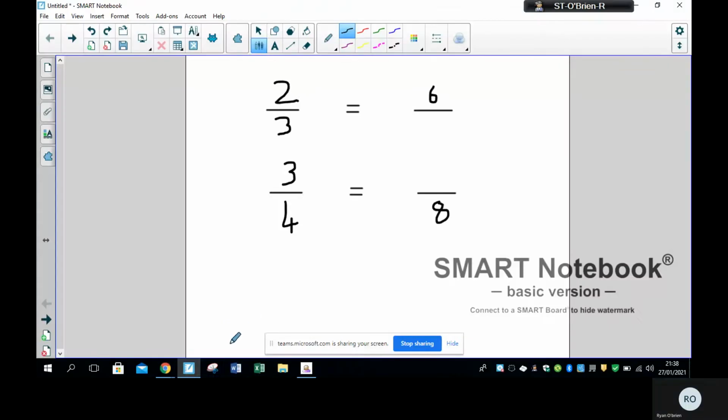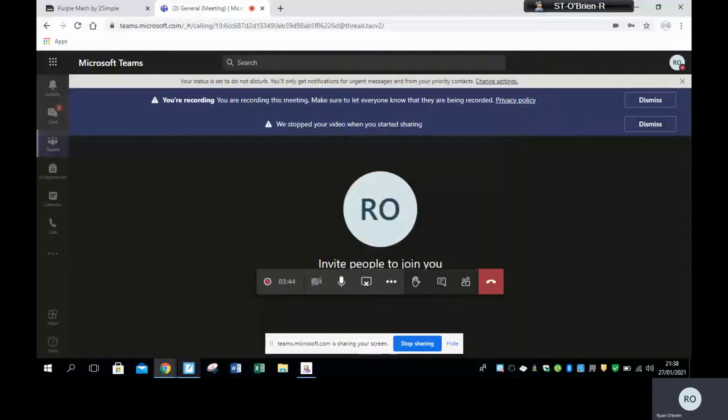So I'm going to share my screen with you now. We'll have a look at some, and then you're going to have a go at some. So I'm just going to show you my screen now. So you should be able to see my screen.